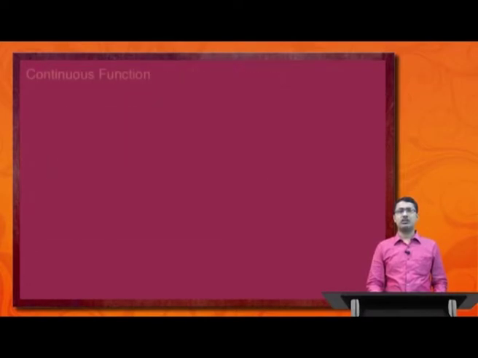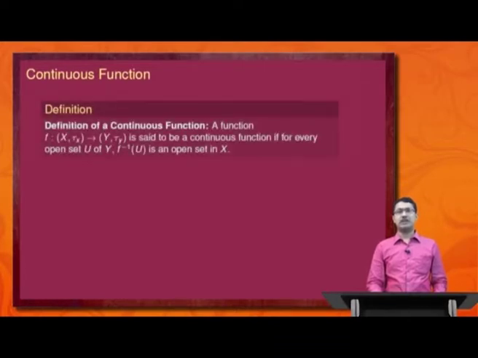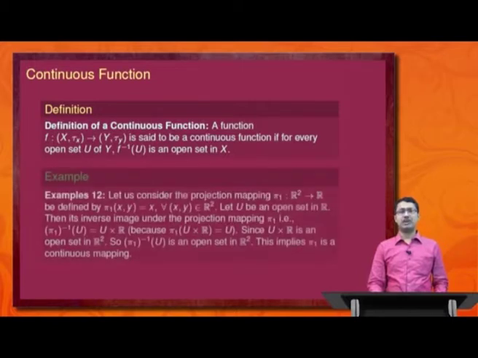Next we define a continuous function over a topological space. A function f from (X, tau_X) to (Y, tau_Y) is said to be a continuous function if for every open set U of Y, f inverse of U is an open set in X. For example, let us consider the projection mapping pi_1 from R square to R. R square means the Cartesian product of R. We define pi_1(x, y) equal to x, where (x, y) belongs to R square.